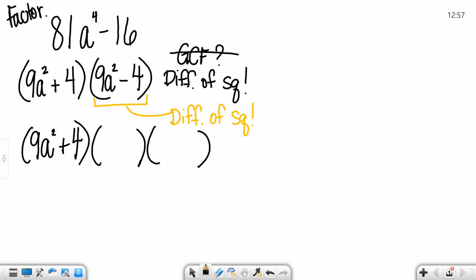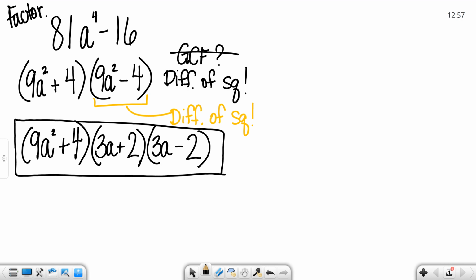The square root of 9a squared is 3a. The square root of 4 is 2. One gets a plus, one gets a minus. Now I have factored completely. And so all three of those would be my factors.